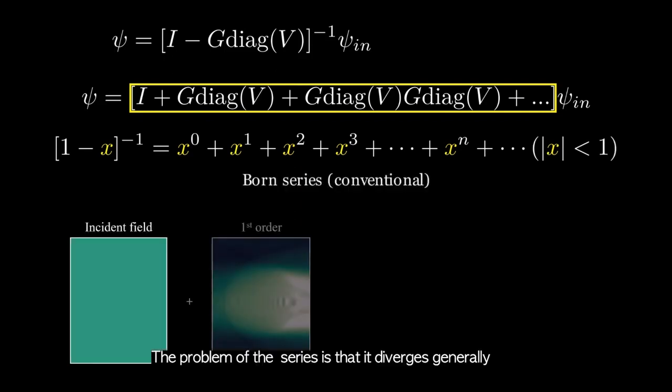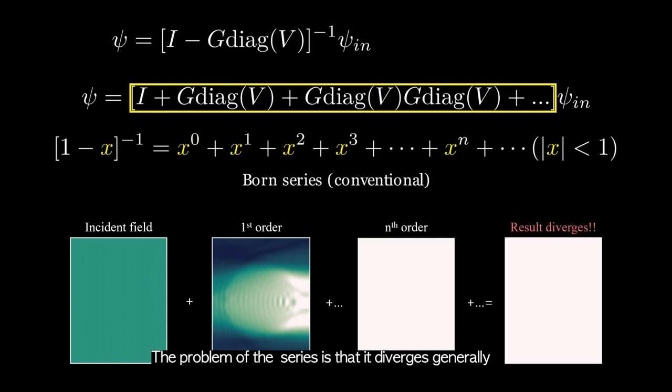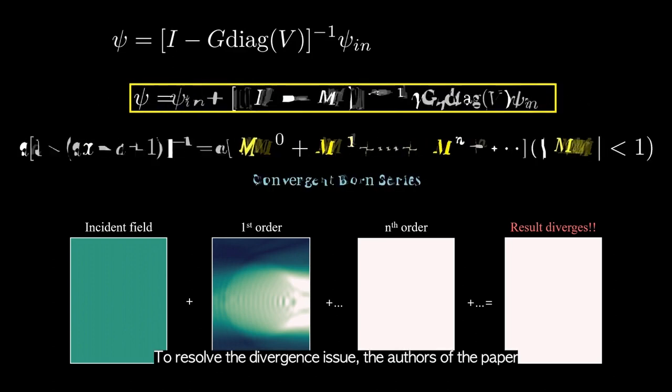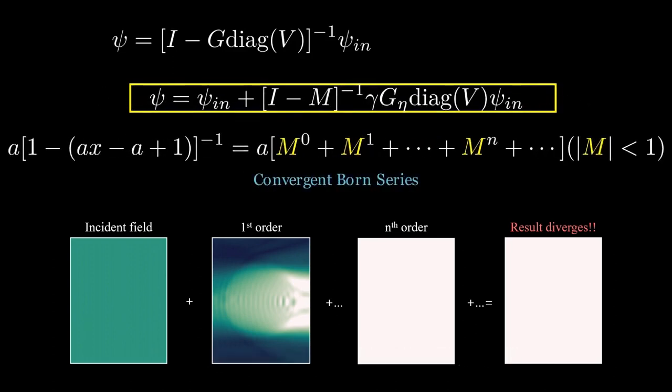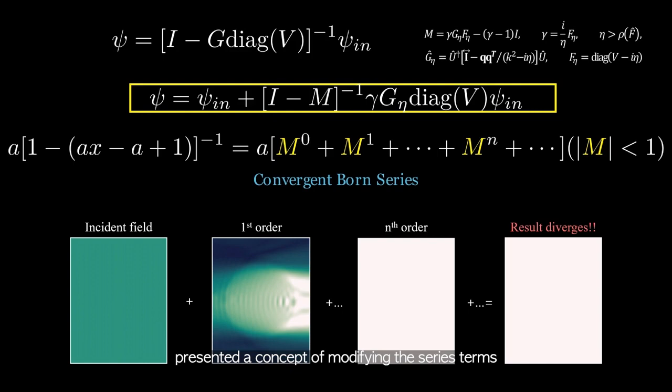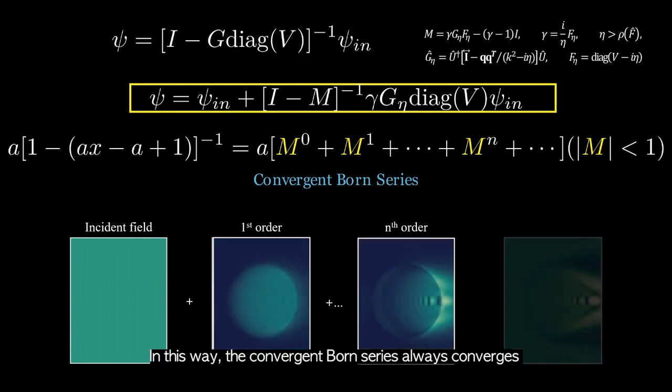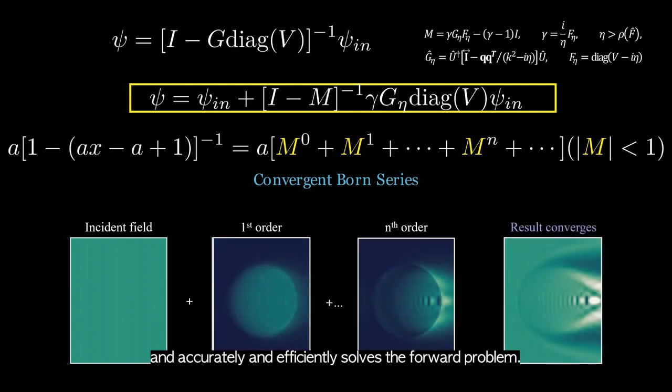The problem of the Born series is that it diverges generally, simply because its value is often out of the radius of convergence. To resolve the divergence issue, the authors of the paper presented a concept of modifying the series terms so that the series can always converge. In this way, the Convergent Born series always converges and accurately and efficiently solves the forward problem.